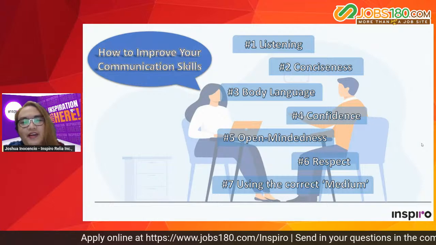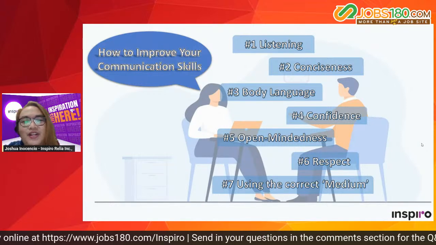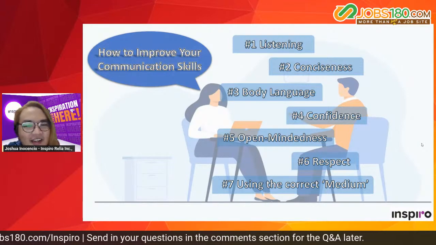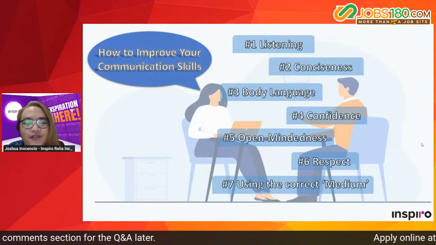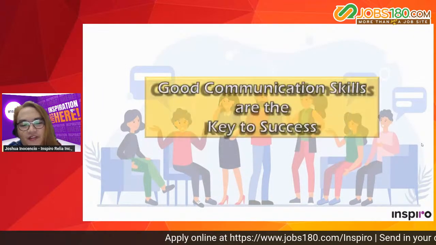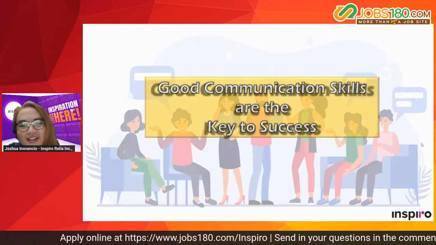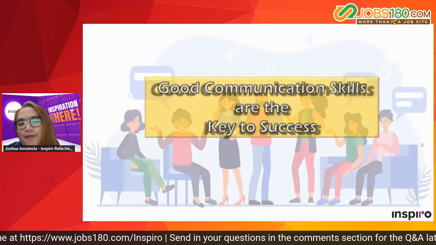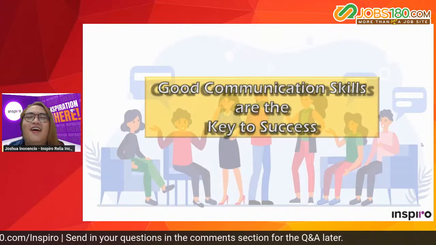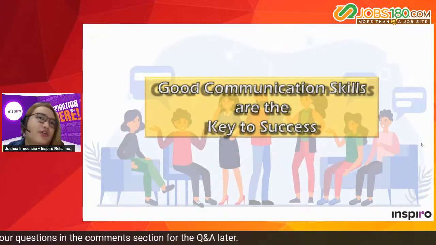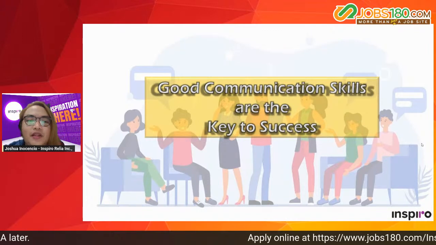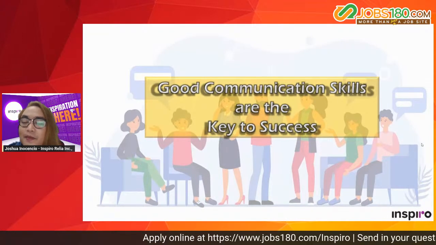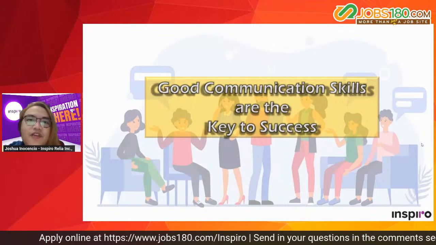Okay, so that's the 7 things that you should know on how to improve your communication skills. Again, that's listening, conciseness, body language, confidence, open-mindedness, respect, and of course, using the correct medium. Before we wrap up our discussion, always remember that good communication skills are the keys to success. As mentioned, one good communicator requires one good listener. That means in order for you to obtain success, you need to be both a good listener and of course a good communicator.